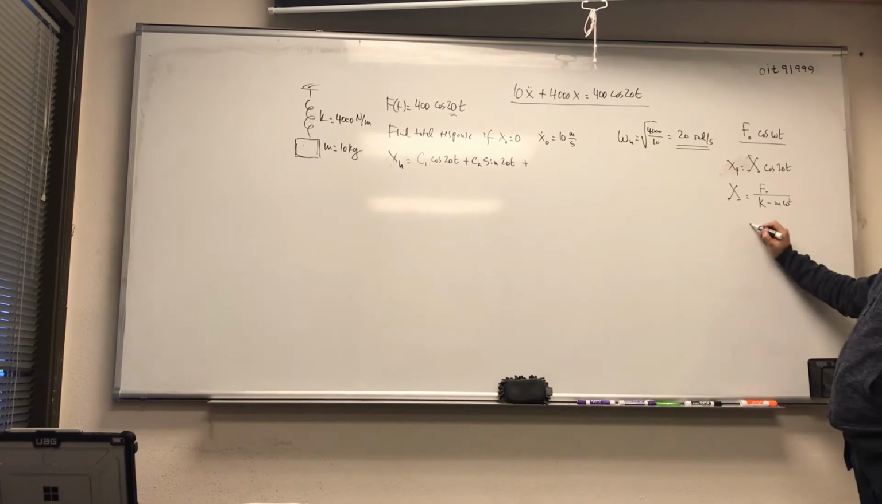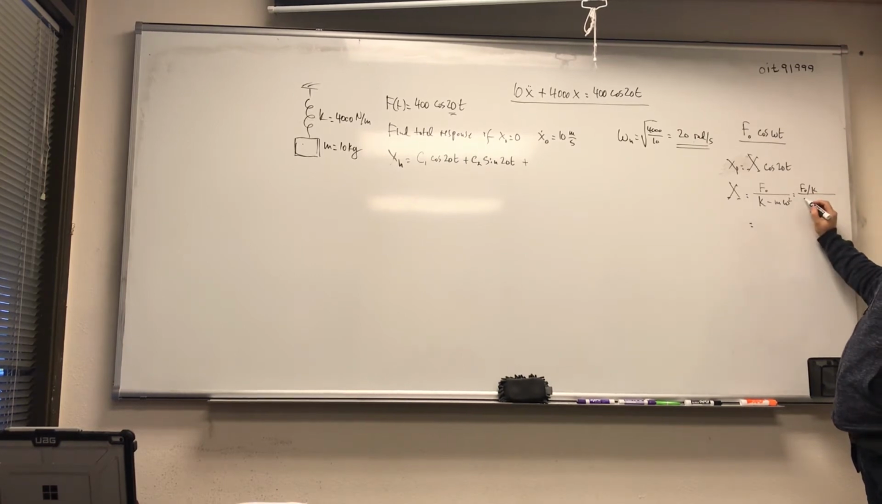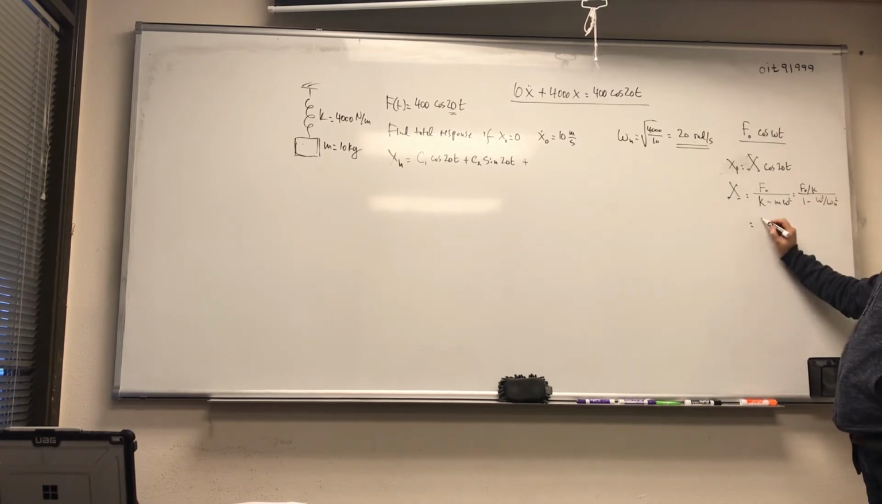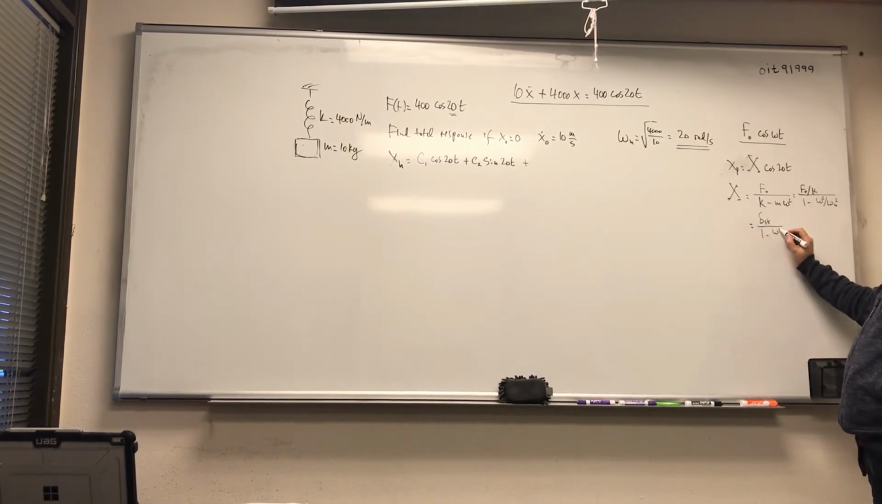Or in fact, we also wrote it as F0 divided by k, divided by 1 minus omega squared over omega n squared. And that first term we typically call delta static, right? Divided by 1 minus omega squared over omega n squared.